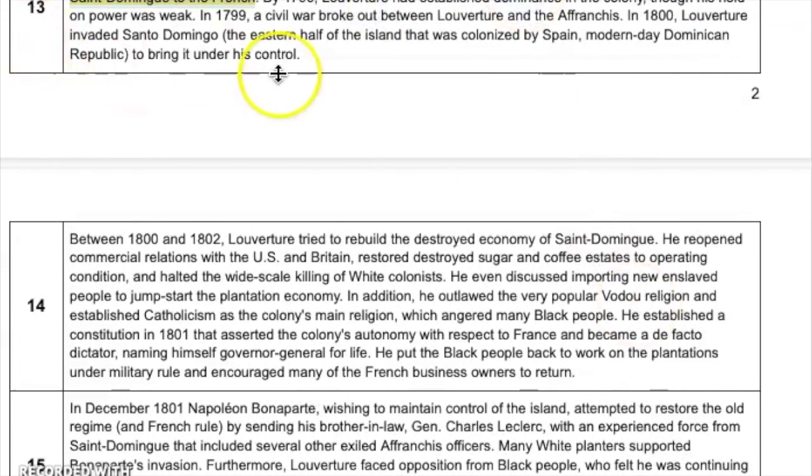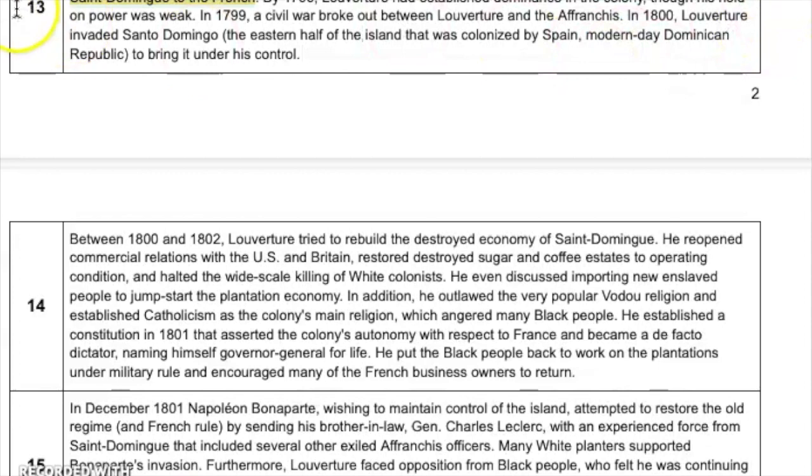All right. By 1796, Louverture had established dominance in the colony though his hold on power was weak. In 1799, a civil war broke out between Louverture and the Afranchis. In 1800, Louverture invaded Santo Domingo, the eastern half of the island that was colonized by Spain, which is now modern-day Dominican Republic, to bring it under his control.